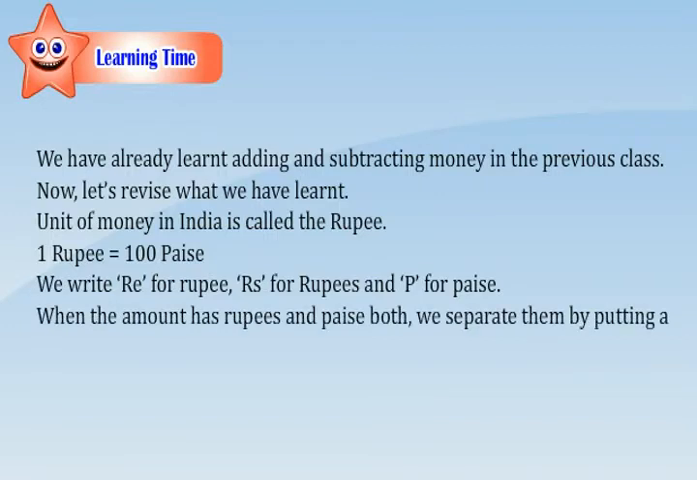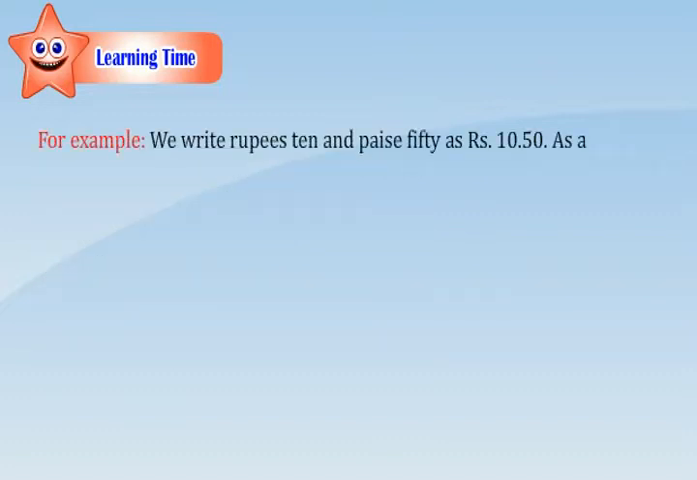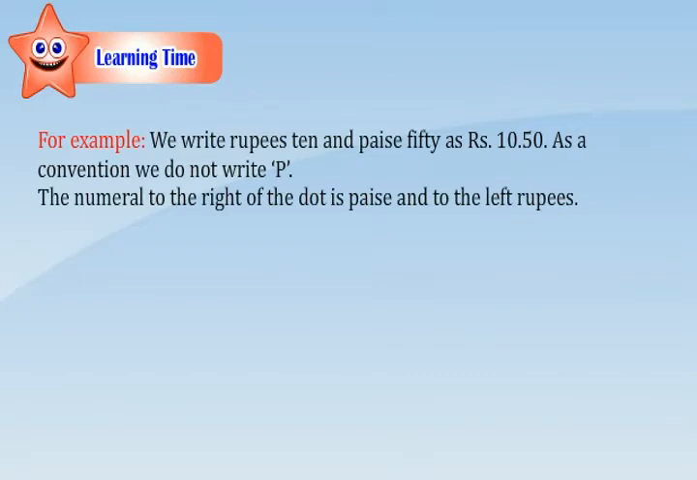When the amount has rupees and paise both, we separate them by putting a dot in between them. For example, we write ₹10 and 50 paise as ₹10.50. As a convention, we do not write P. The numeral to the right of the dot is paise and to the left is rupees. Paise are always written in 2 digits.